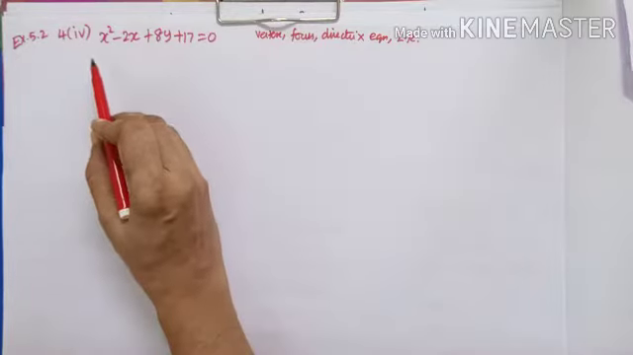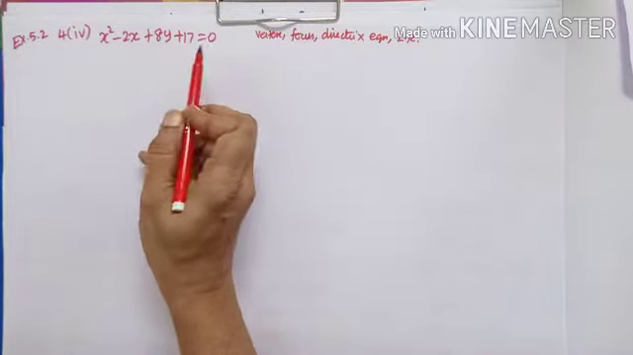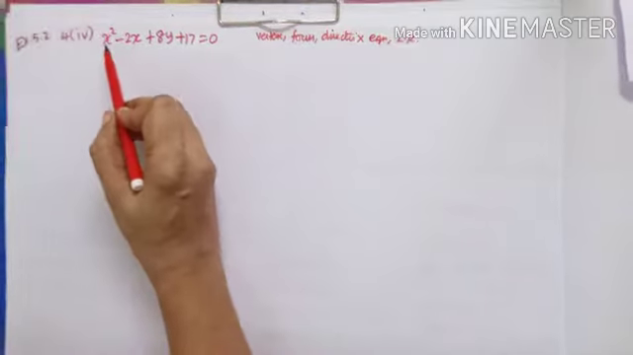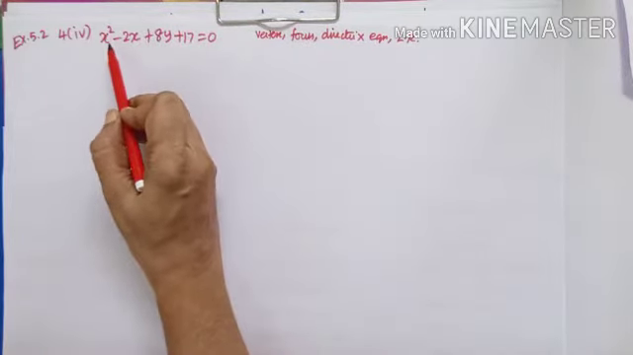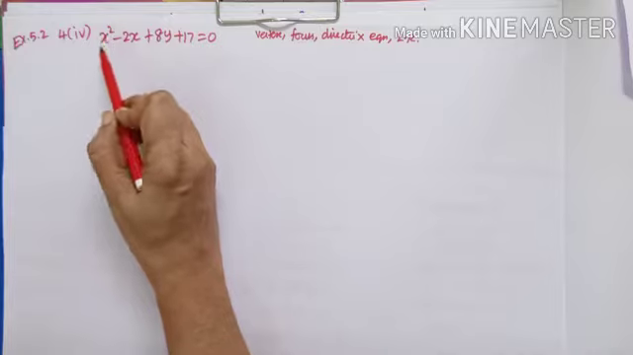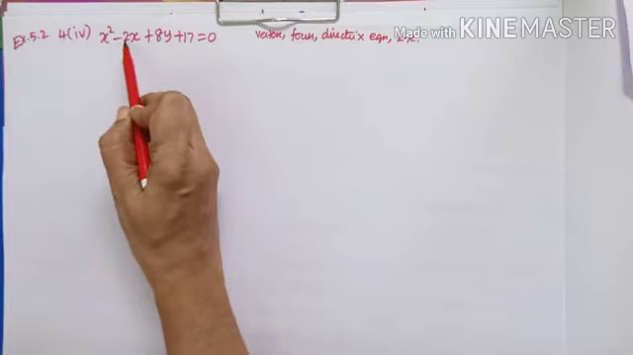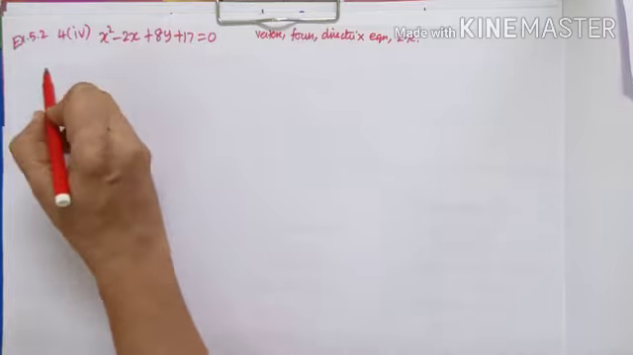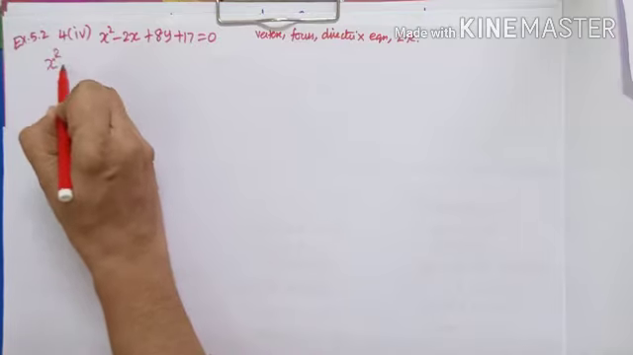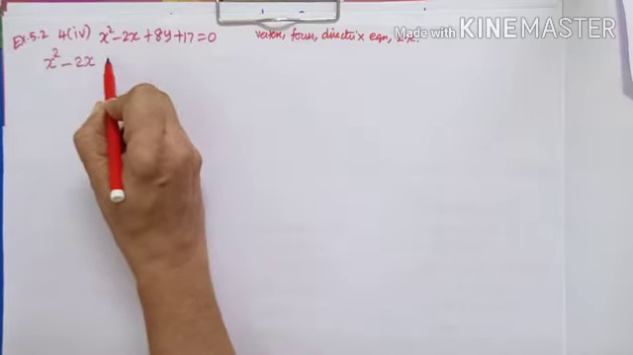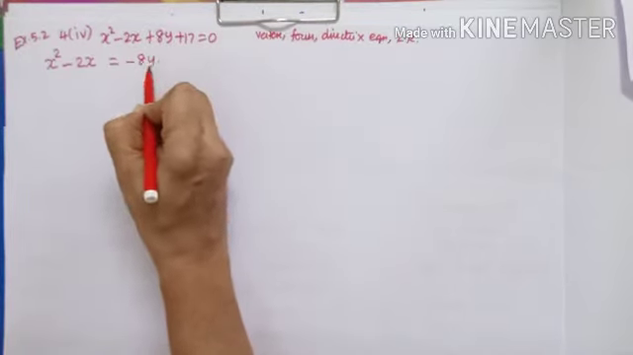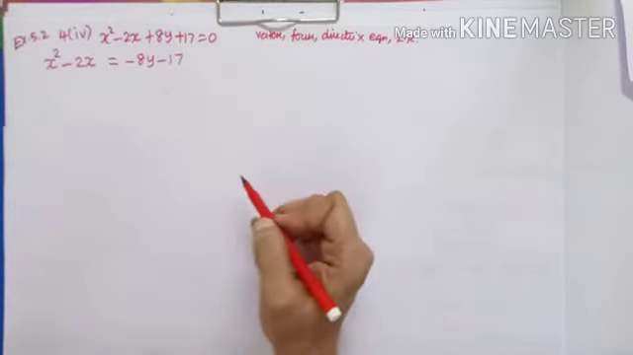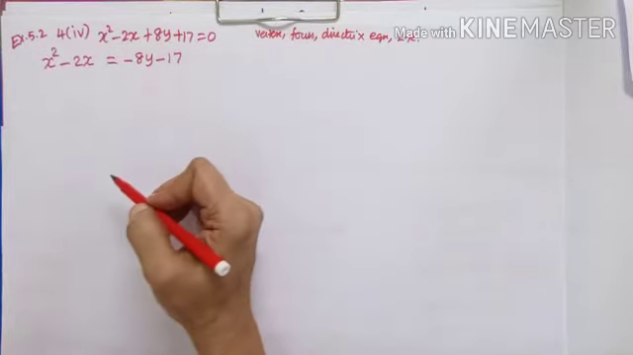Fourth subsection, these types may come under 5 marks. Now this x alone is having square. The square term and the related terms keep on the left. So here I will keep x square minus 2x. The remaining take to the other side. Minus 8y minus 17.